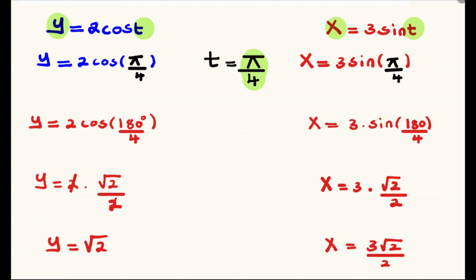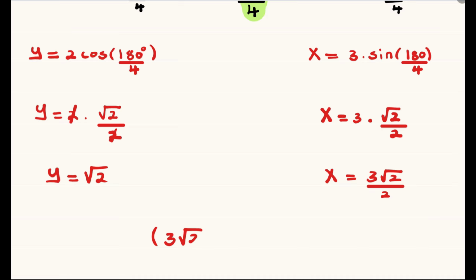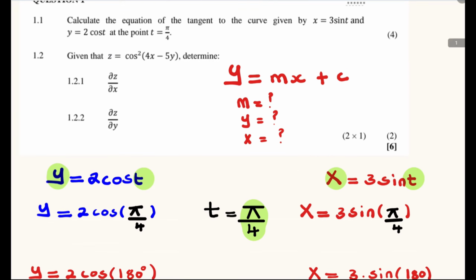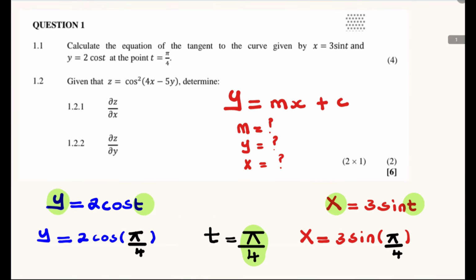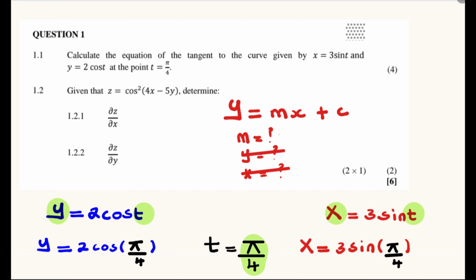Now we have the value of x and y. Our x is 3 times the square root of 2 divided by 2, and our y coordinate is equal to the square root of 2. And this will be our x and y coordinates at the point of tangency. We have successfully determined the y coordinate at the point of tangency and the x coordinate. Now we determine the gradient using the methods of differentiation.